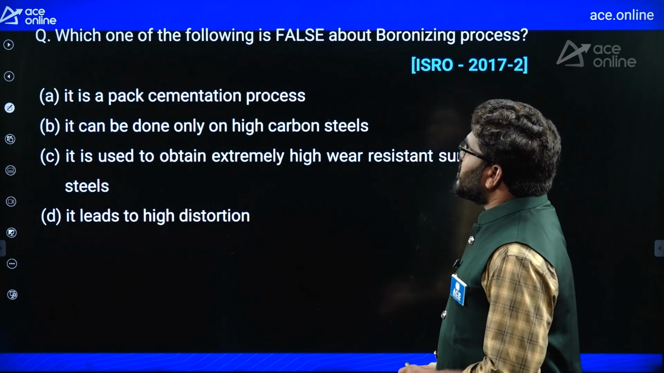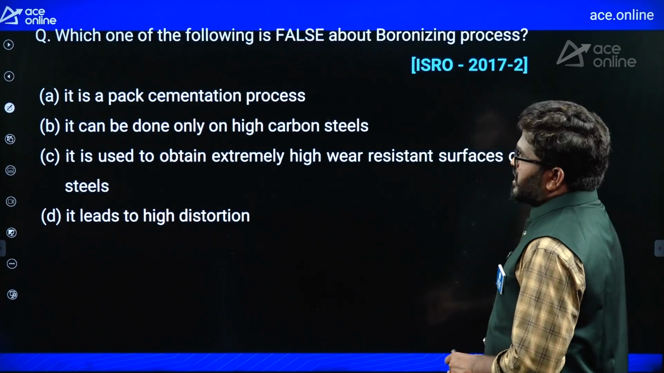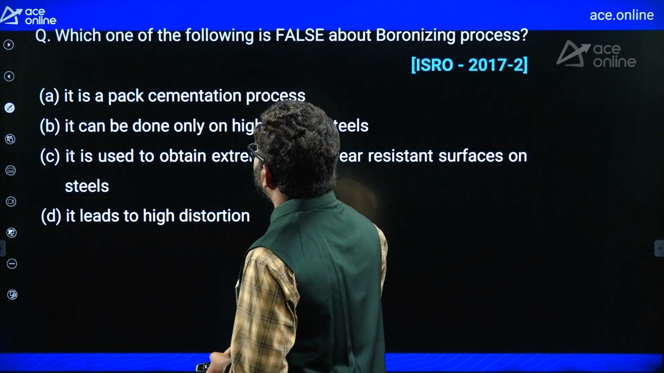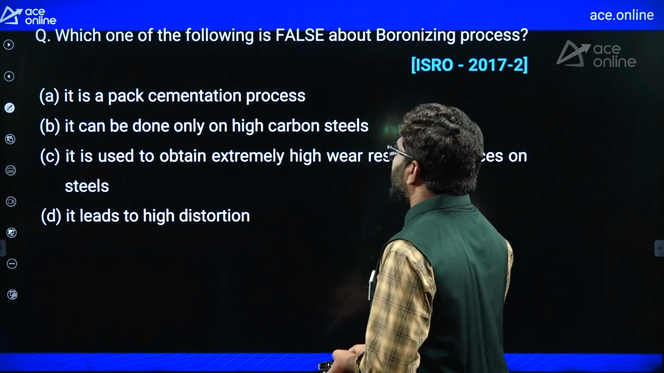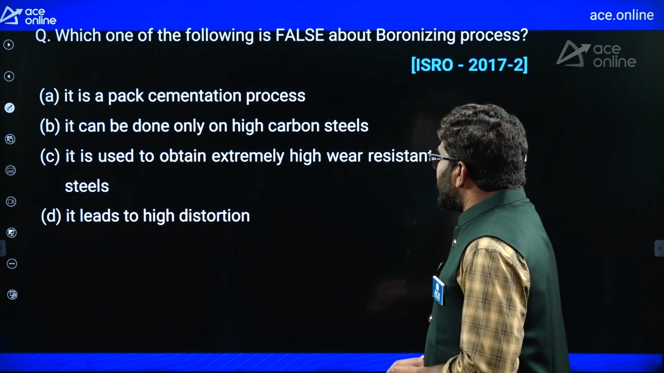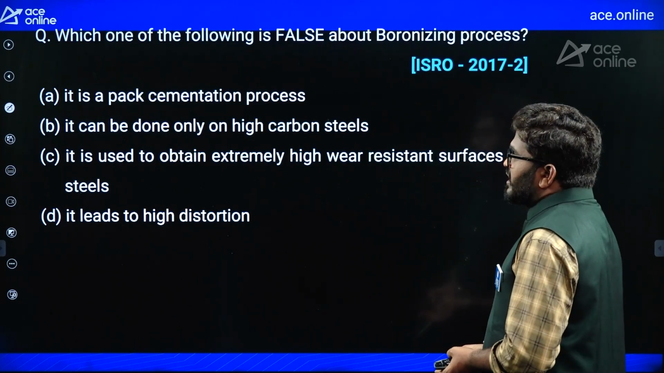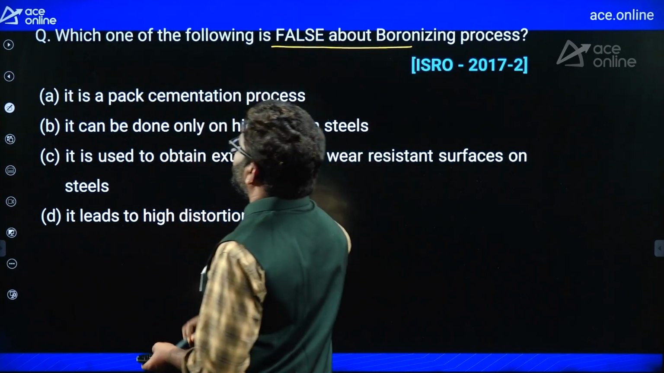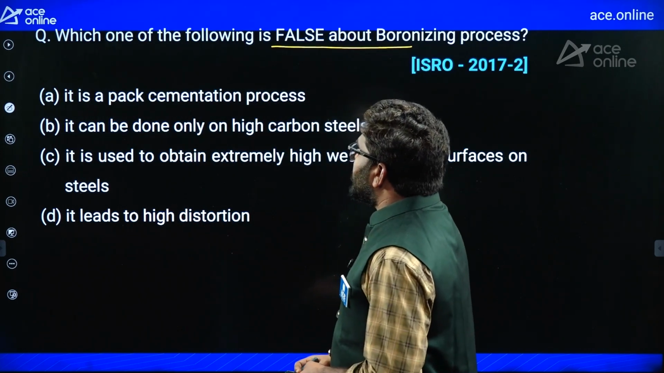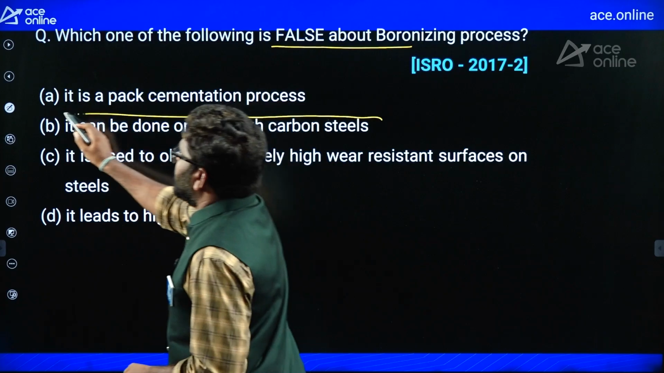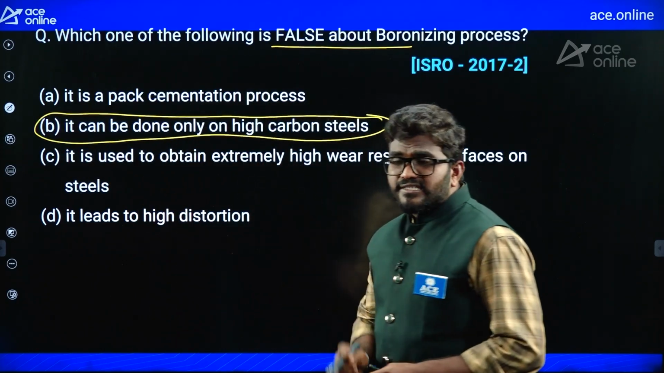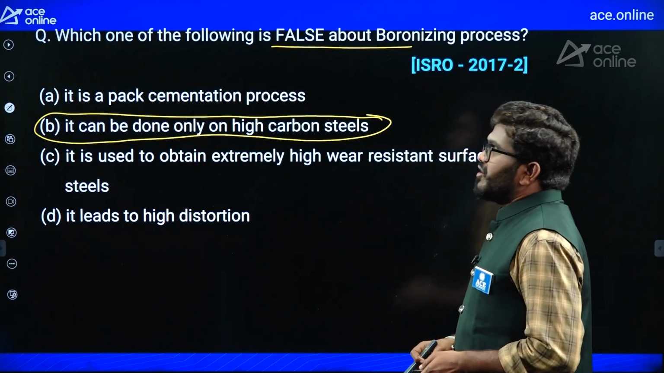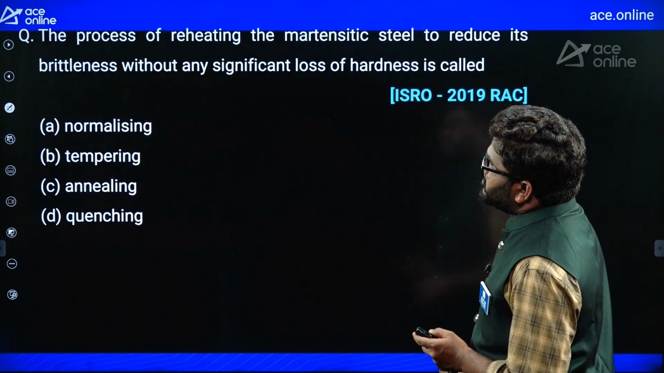Next, which one of the following is false about polarizing? Polarizing is also a surface hardening process, right? It is a pack cementation process. It can be done only on high carbon steel. It is used to obtain an extremely high wear resistance surface on steel. It leads to high distortion. So remember, false about polarizing: it can be done only on high carbon steel is not correct, because polarizing is a case hardening process used for low carbon steel especially. So B is wrong.